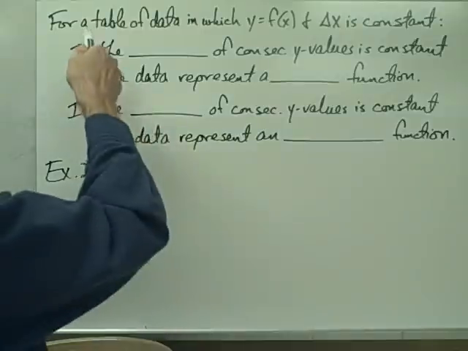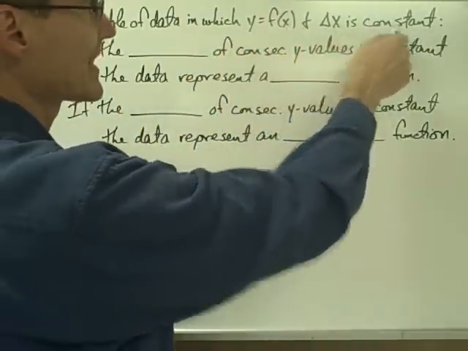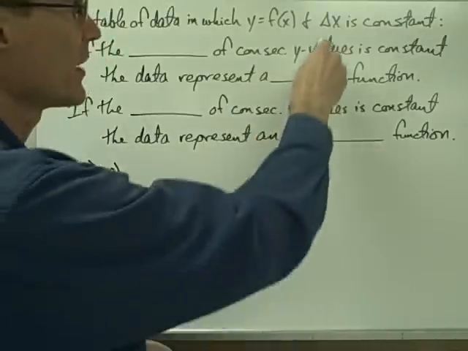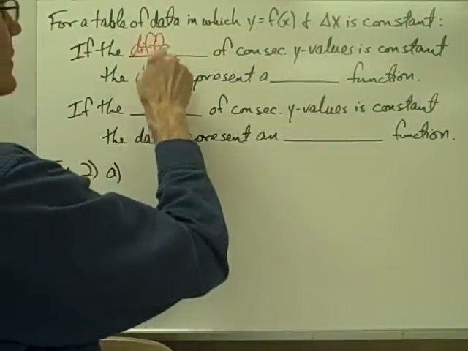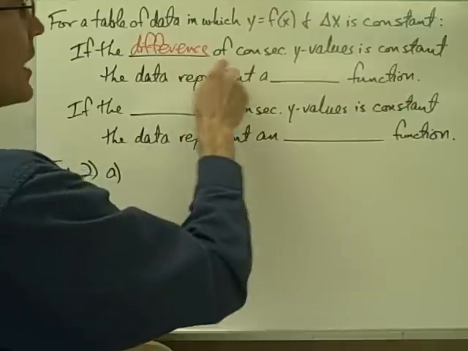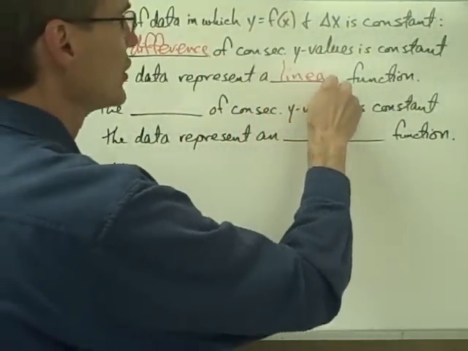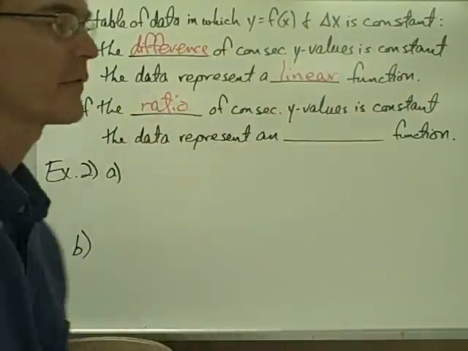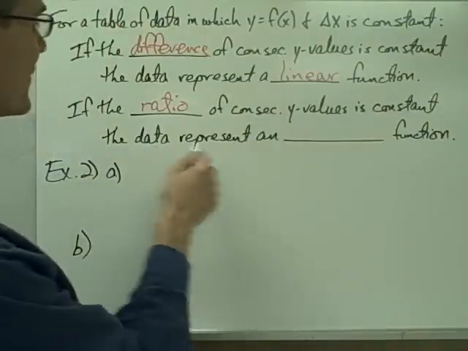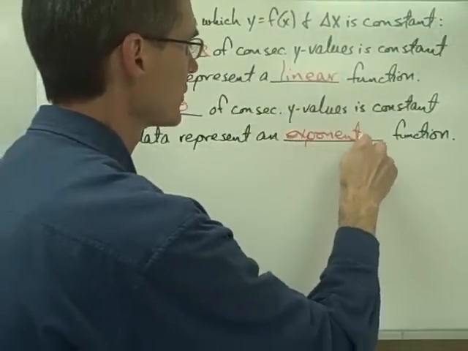So, for a table of data in which we have y equals f of x and the delta x is constant, those change in x values are constant, if the difference of consecutive y values is constant, then the data represent a linear function. If the ratio of consecutive y values is constant, then the data represent an exponential function.